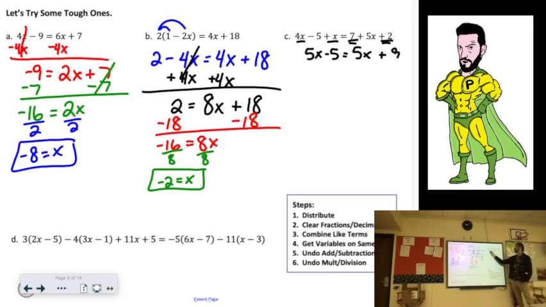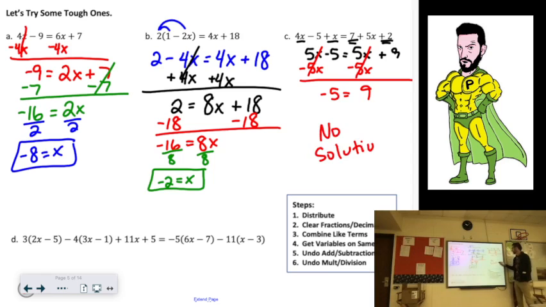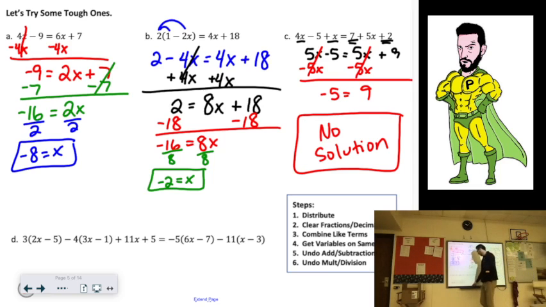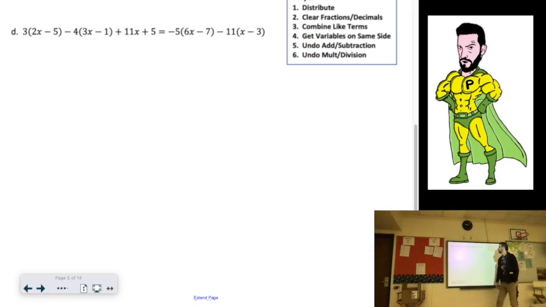We'll subtract the 5x from both sides. Cancel. Negative 5 equals. Cancel. 9. Negative 5 equals 9. What? No solution. Those aren't equal to each other. Silly. Oh my goodness. So silly. Oh my gosh. Now you're going to see this will look drastically different in 2 steps.